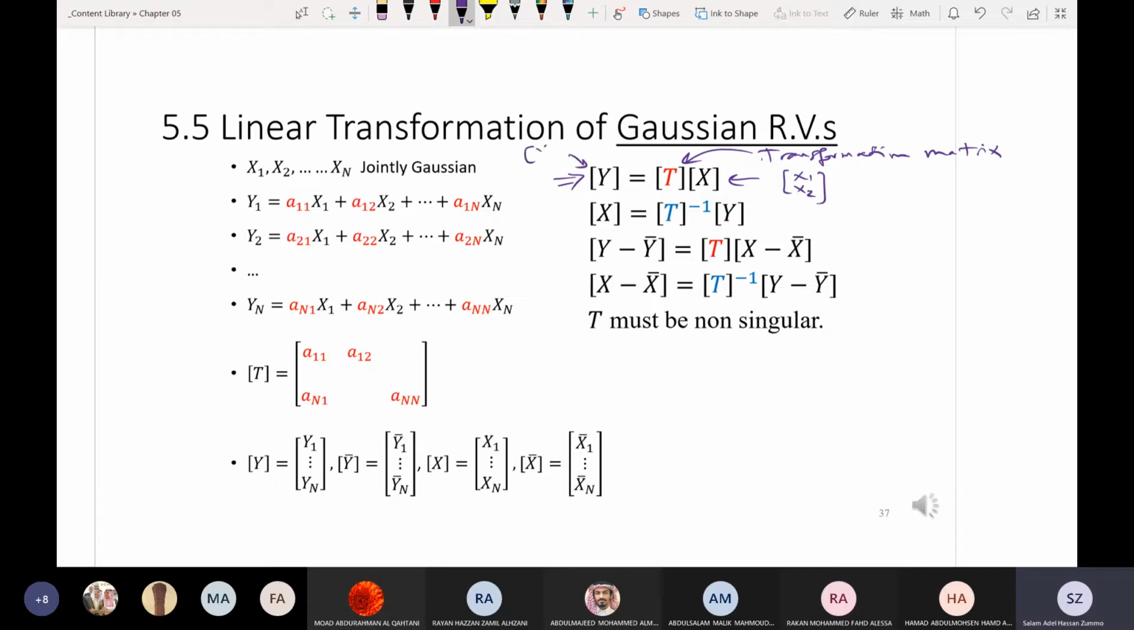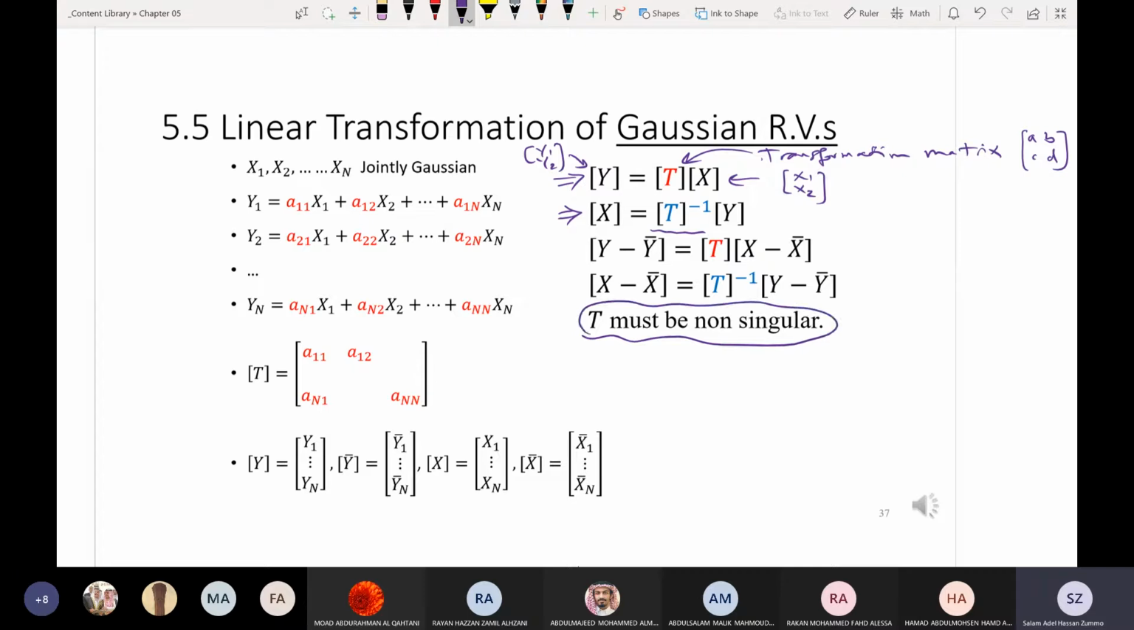And this y is y1, y2. And we have the transformation matrix, which is a, b, c, d. Then x, the vector x, can be written as the inverse transformation matrix multiplied by y. Okay? And we always assume that T is non-singular.